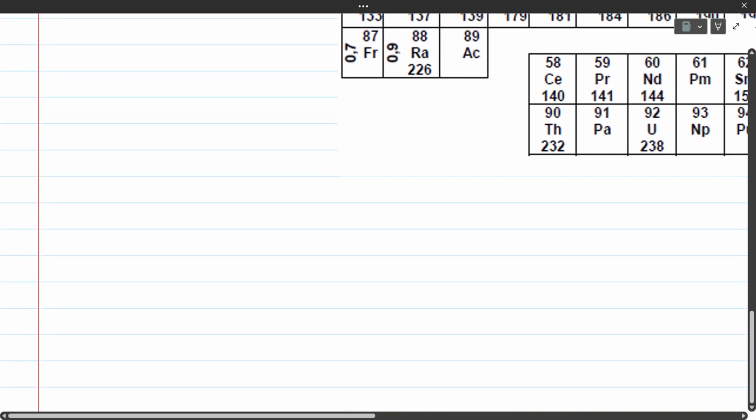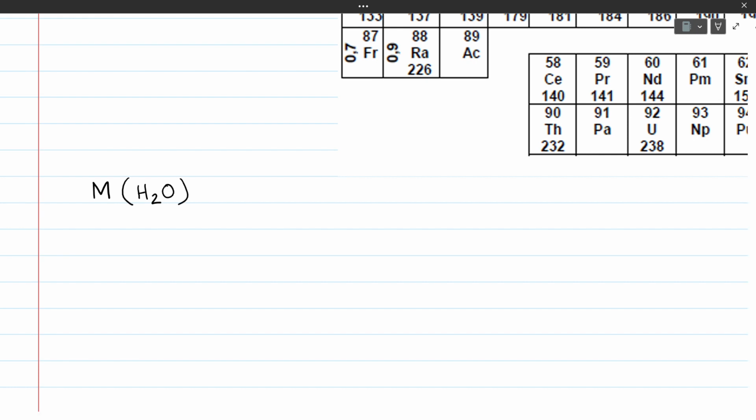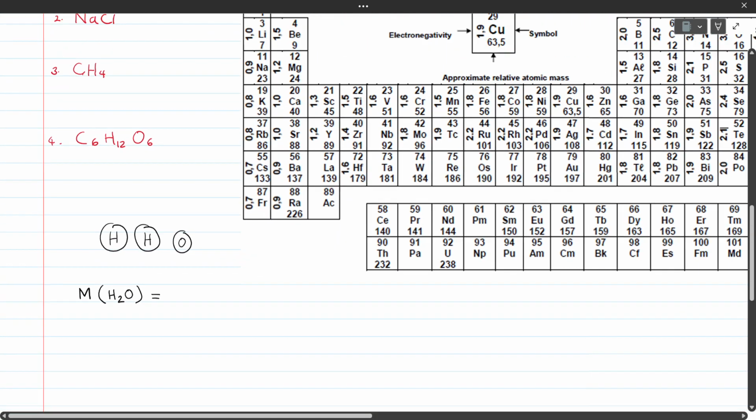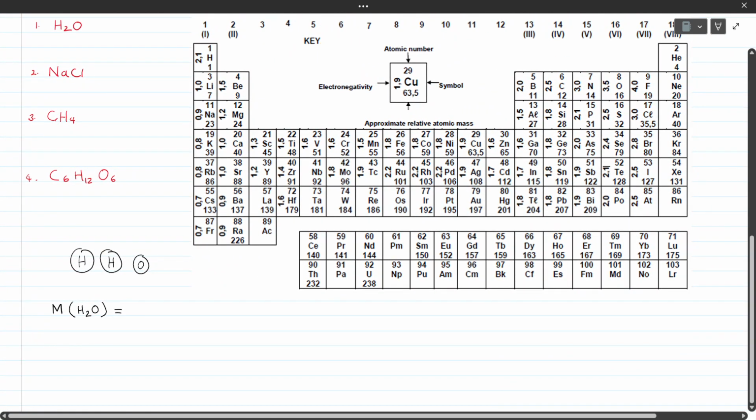So if we are calculating the molar mass of H2O, take note of the notation. This means I want to calculate the molar mass of the substance in the brackets. This is going to be equal to, what do we know? We know we've got 2 hydrogen atoms and we've got 1 oxygen. So we first need to go and find the relative atomic mass of hydrogen. If we go to our periodic table, that is 1.